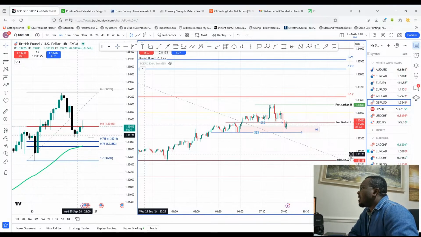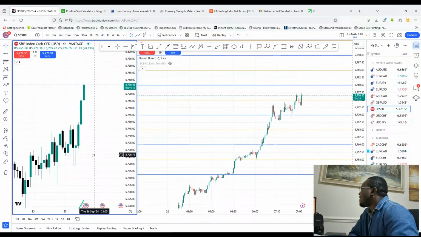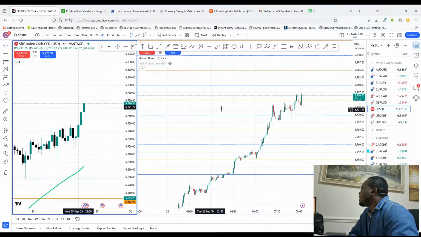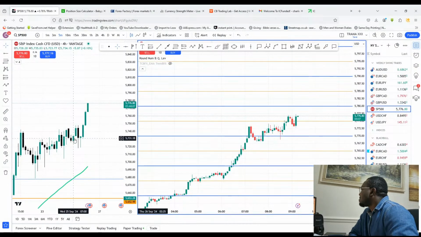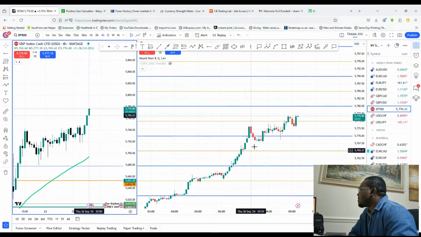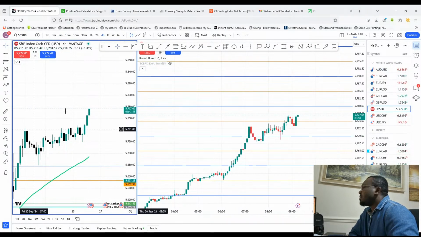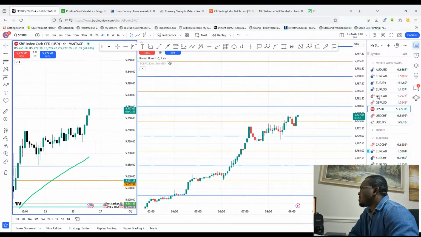Okay, now let's look at another pair. I was looking at SP500. Let's take a look at SP500. This is SP500, already pushing up this morning on the 4 hour time frame. We are already buying. That market is going up crazy this morning, but it's only going to be relevant in the New York session, so I don't want us to really push on that. Let's move away from that. New York session, that's where that is relevant.